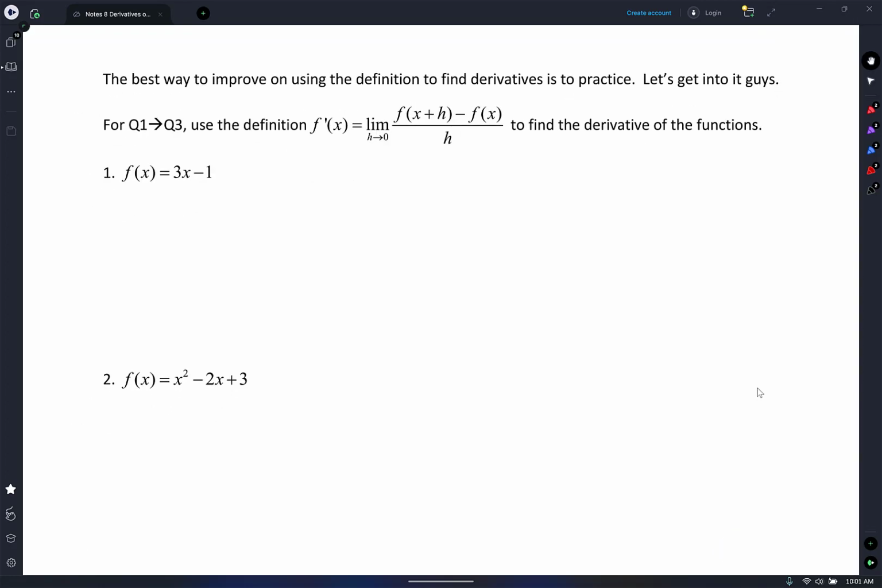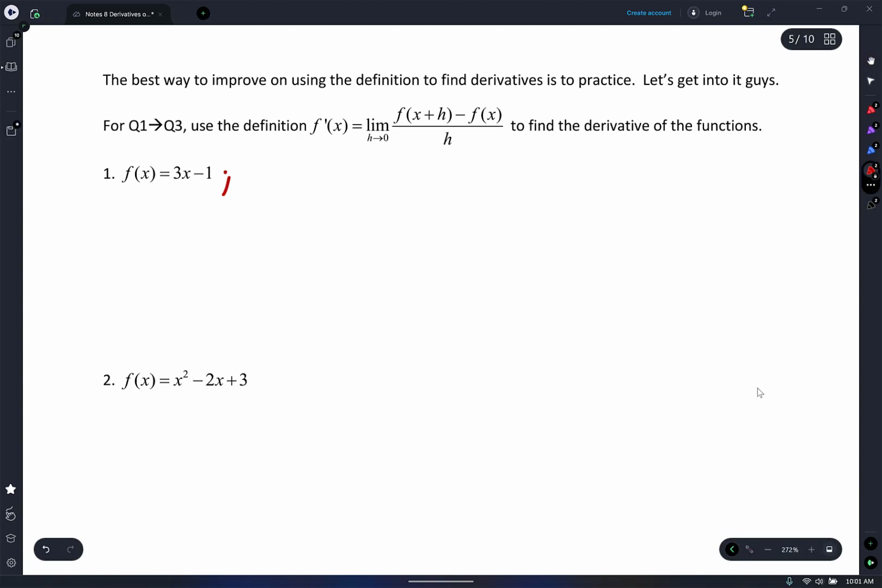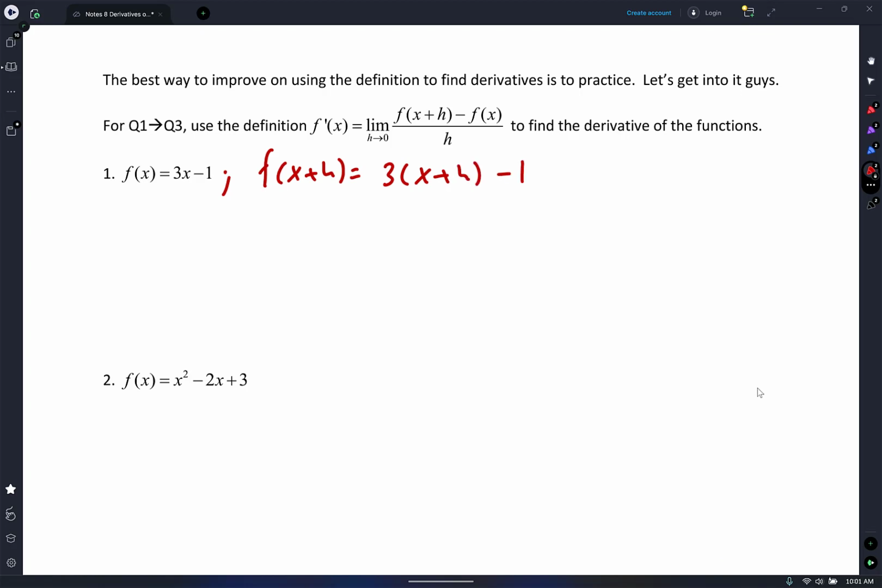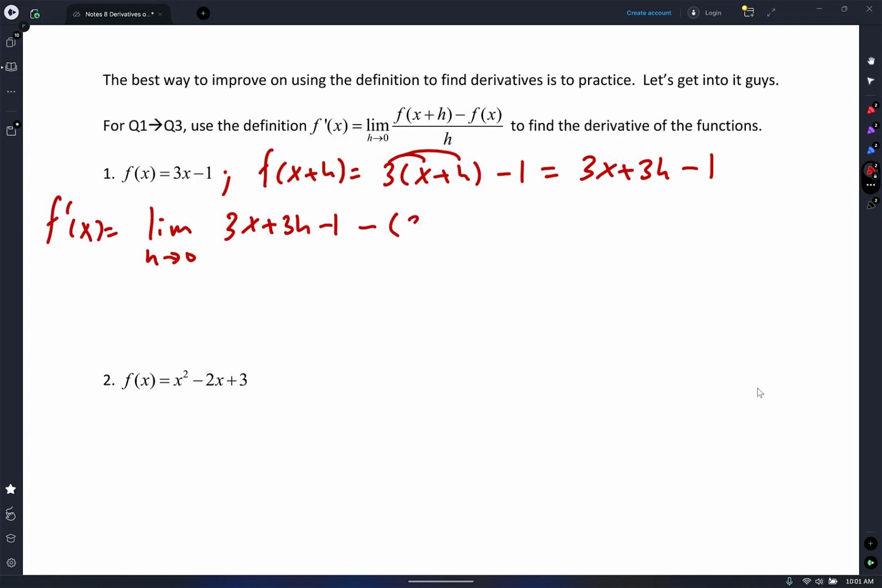So I need f of x plus h, which is 3 parentheses x plus h, close it, minus 1. Distribute the 3 like so. 3x plus 3h minus 1. So here we go. I write f prime of x is equal to limit as h approaches 0. And I'm going to write 3x plus 3h minus 1. And I'm going to subtract f of x, which is 3x minus 1, all over h.